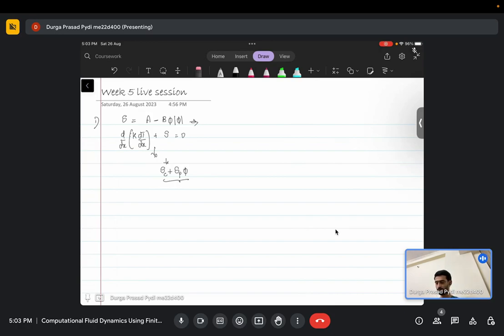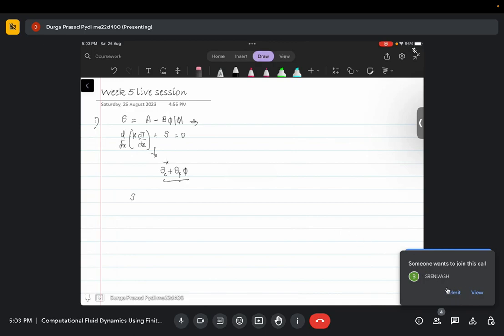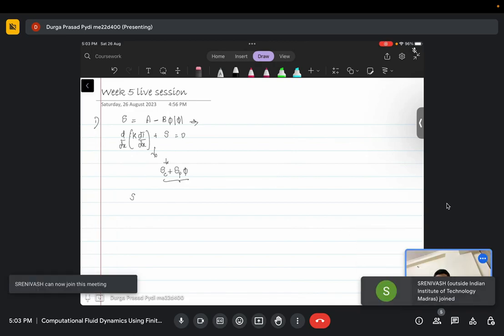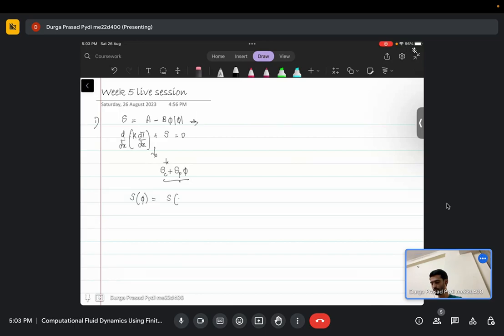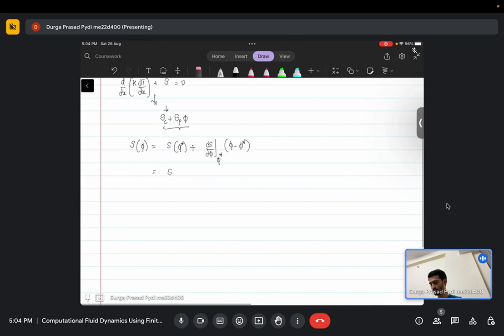Like we discussed last week, the way we go ahead is you take a Taylor series expansion around the reference value. So S of phi is expanded around phi star, where phi star is the reference value, plus dS by d phi evaluated at phi star, times phi minus phi star.